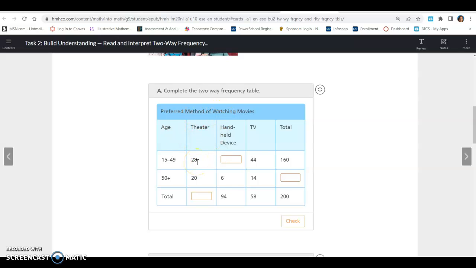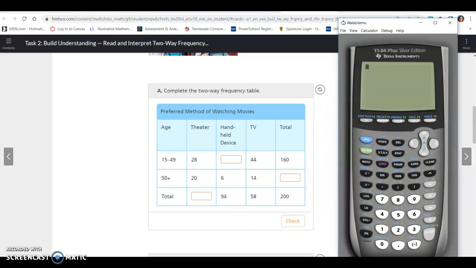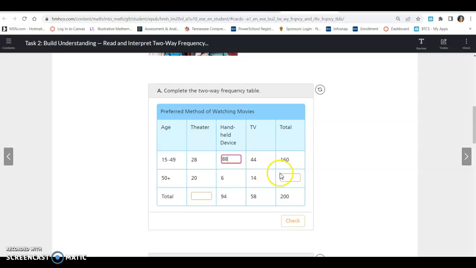So if you remember looking at tables before, this row gives you this total. So I can take the total and subtract the 2 given to find the third number. So we can do 160 minus 28 minus 44, and that's going to give us 88 for this number.